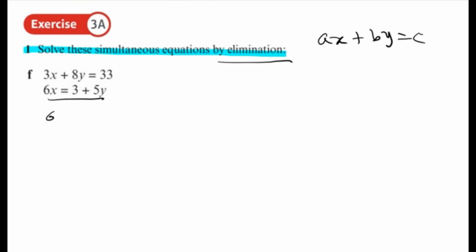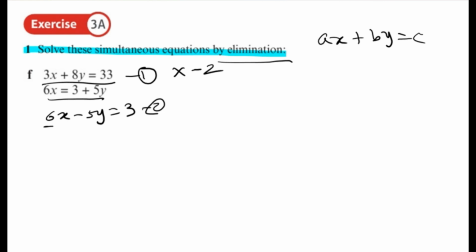I can rearrange this as 6x minus 5y is equal to 3. Now you can see this is equation number 1 and this is my equation number 2. Which will be easy for me to make the coefficient the same? I know there is 6 here and there is a 3 here, so I can multiply equation 1 by minus 2. Why minus 2? Because I need an opposite sign to eliminate it.